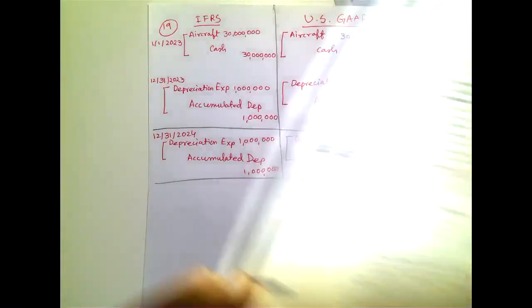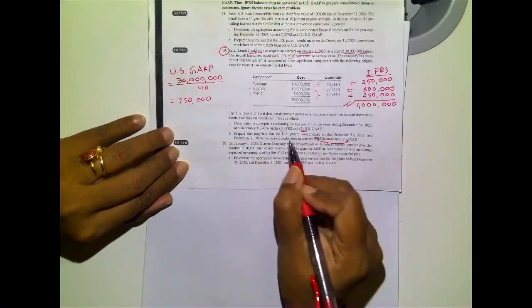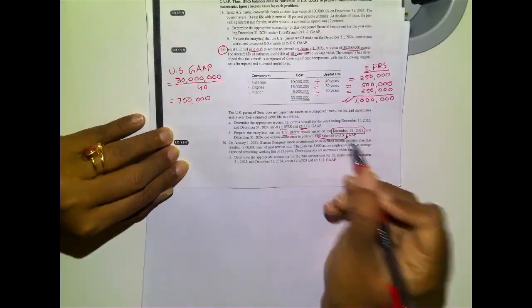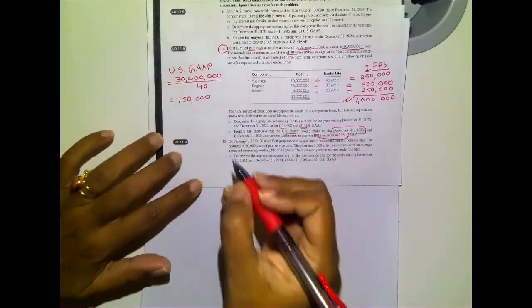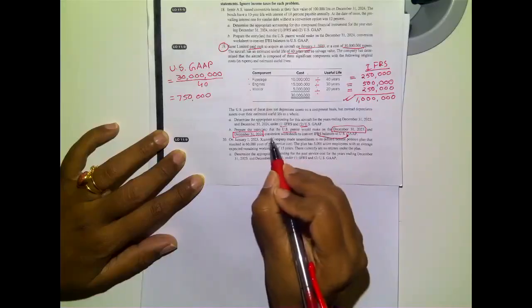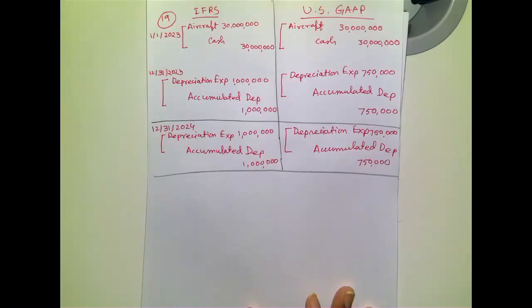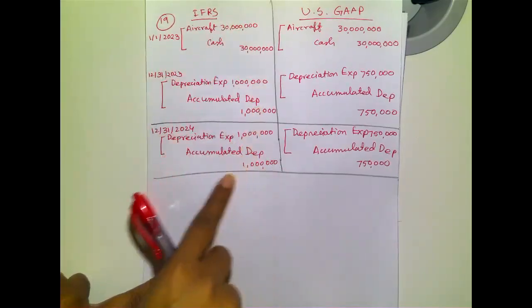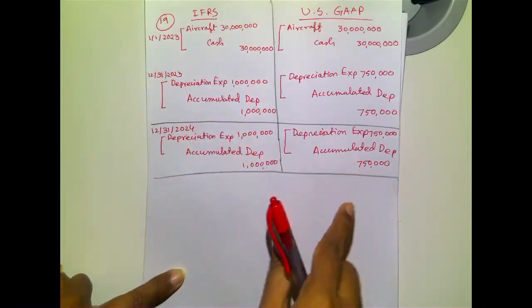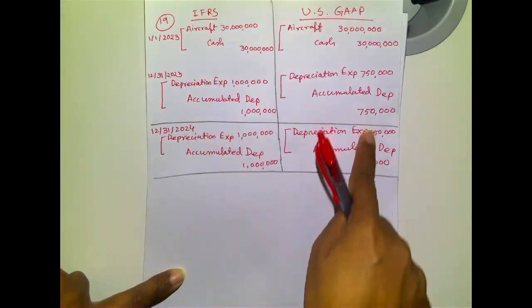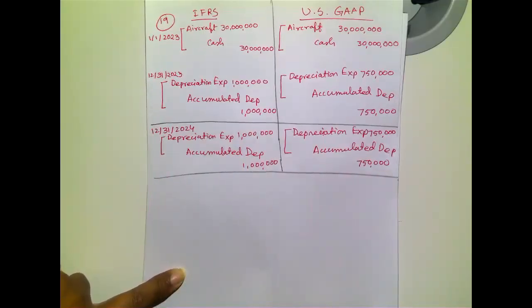So, let's see. It says to prepare the entries that the US parent would make on December 31st, 2023 and December 31st, 2024, because they need to do the consolidated worksheet. The subsidiaries are using IFRS, and these are currently their entries and numbers. So before doing the worksheet, the parent will convert the IFRS numbers to the US GAAP numbers. And we will do 2 years.